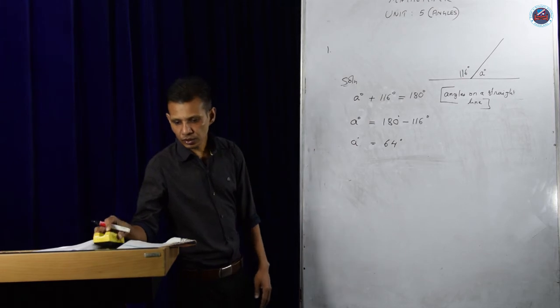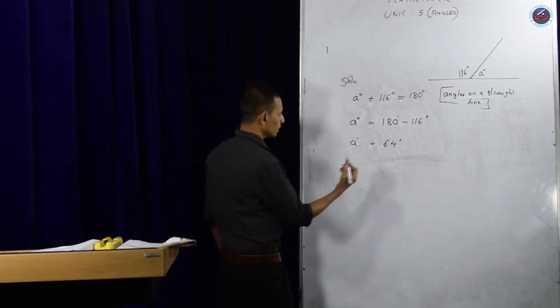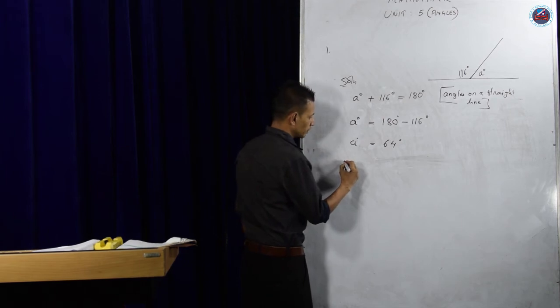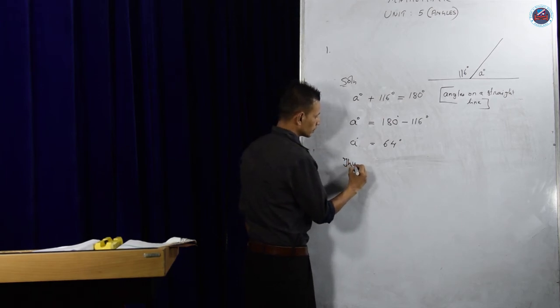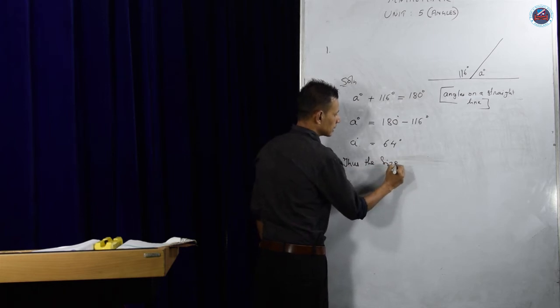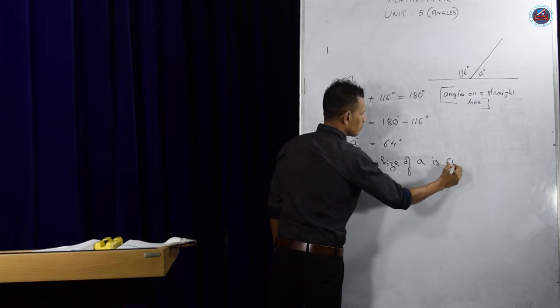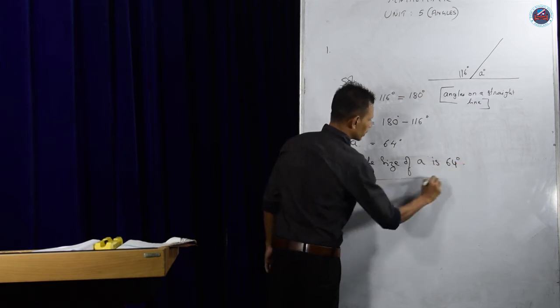Your question asks you to calculate the size of the lettered angle. You can just conclude in this way. Thus, the size of A is 64 degrees. That is your answer.